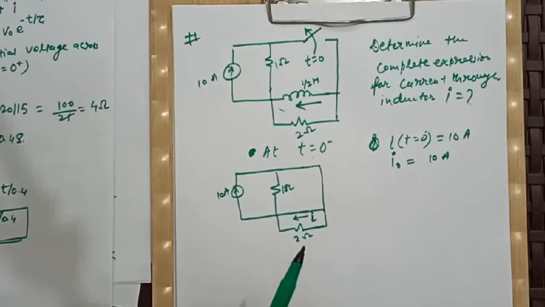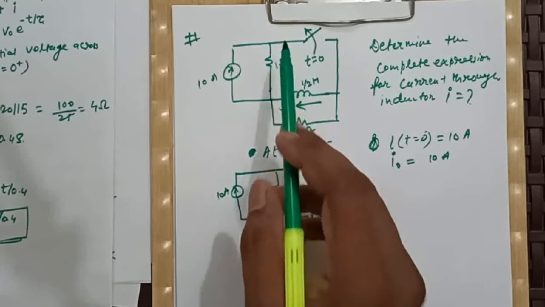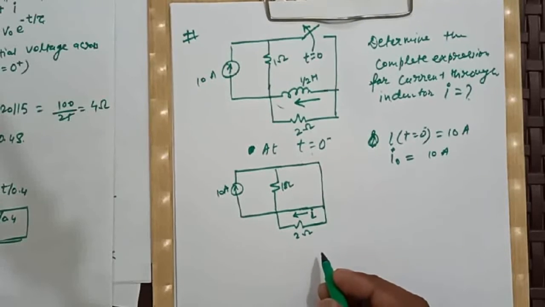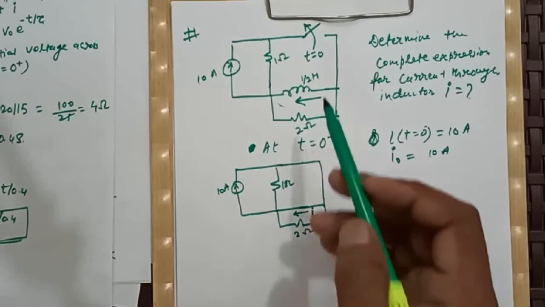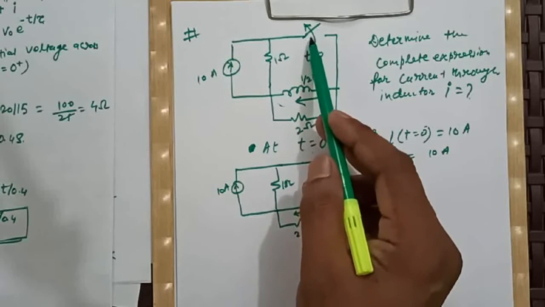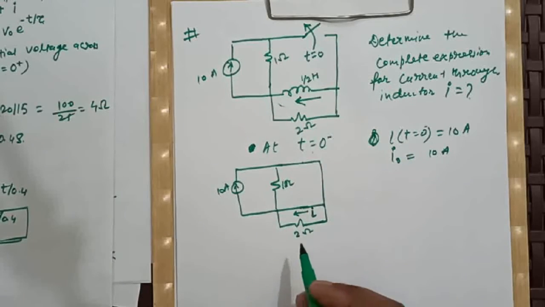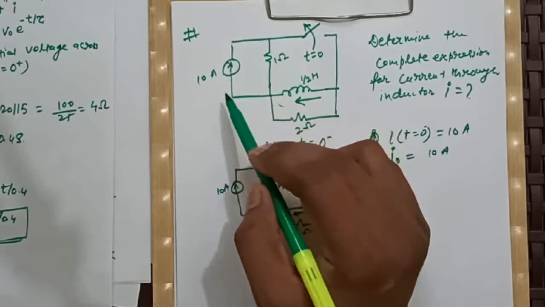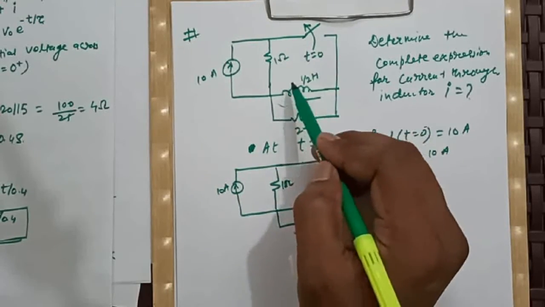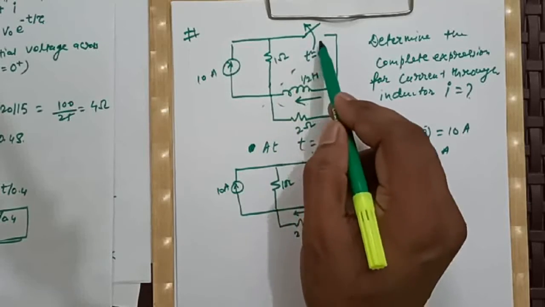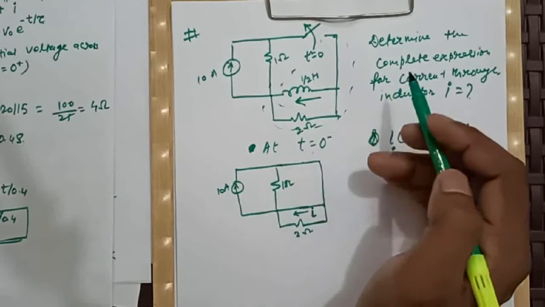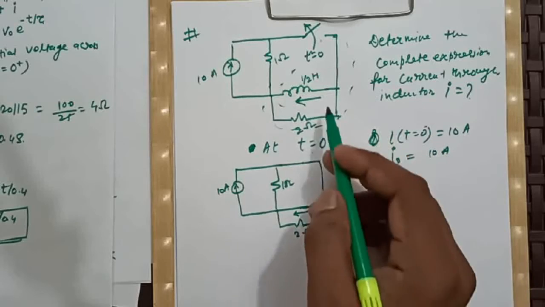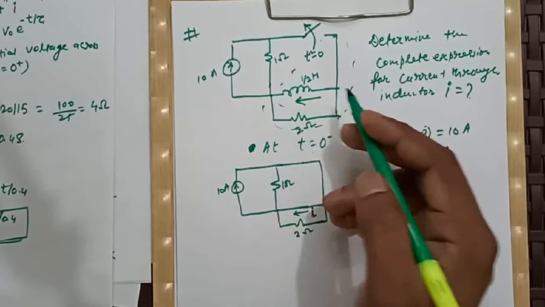Now, as the switch is getting opened, as I told earlier, we have to analyze the circuit after the switch operation to get this transient response. Here the switch is getting opened at time t equal to 0. Now after opening this switch, the circuit will look like this: since this is getting opened, this source will get detached from this part.